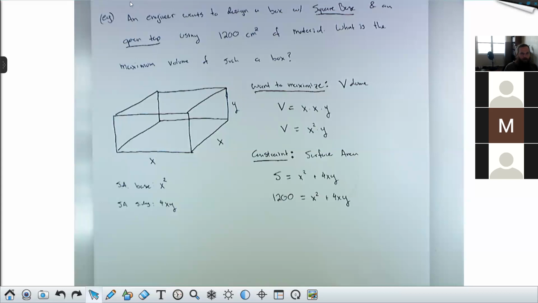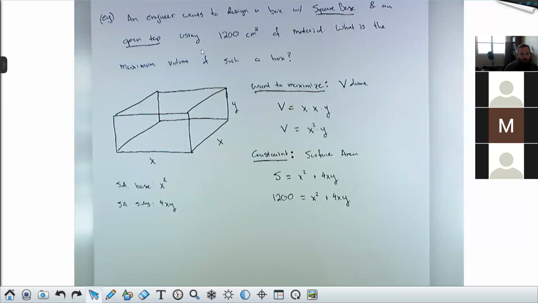Then I reread the problem and asked, what are we trying to do? Well, we're trying to find the max volume. So I just write down that the thing I want to maximize is volume. And then I find the equation for the volume. That's always length times width times height for a box. So that's x squared times y.